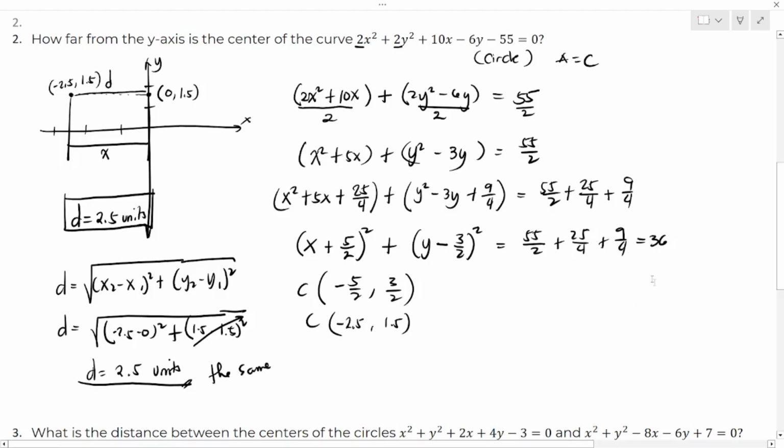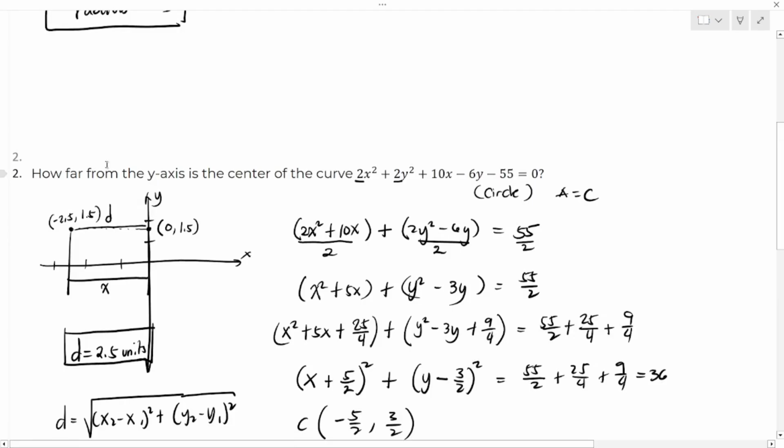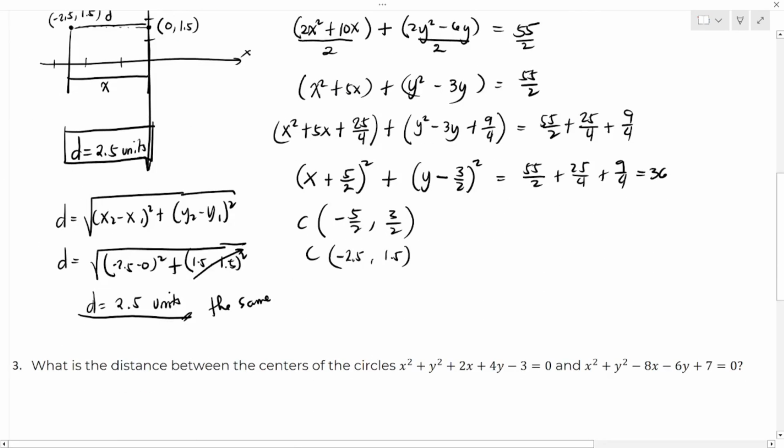So, basically, you just need to apply the, what they call this one? Apply the completing the square, and then, that's it. Okay? And then, you identify the center. Okay?